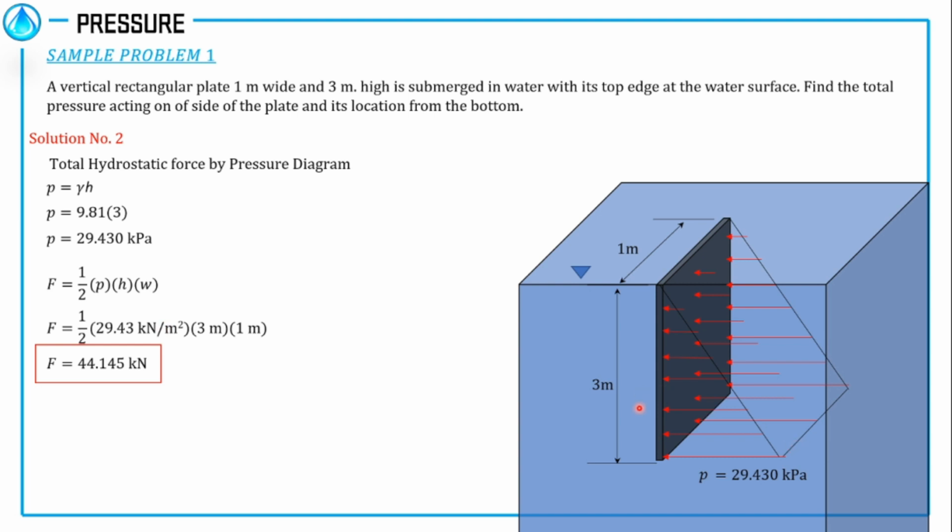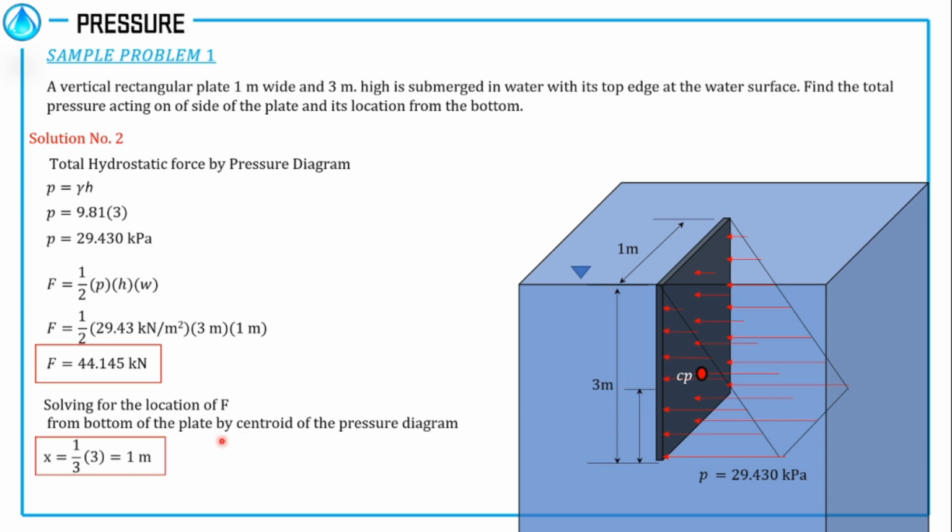And to solve for the location of the total hydrostatic force, which is located at the center of pressure, we can solve that using the centroid of the pressure diagram, because at this point, the total hydrostatic force is located. And from our geometry, the location of the centroid of a triangular prism is just 1/3 of this one. So that is 1/3 times 3, which is equal to 1 meter, which is equal to the value we solved from the previous solution. So it's up to you now what you're going to use, either the first solution or this solution. With that, let's jump to the second problem.